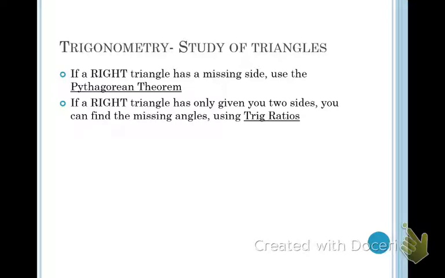So if a right triangle has only given you two sides, you can find the missing angles using trig ratios. So sine, cosine, and tangent.